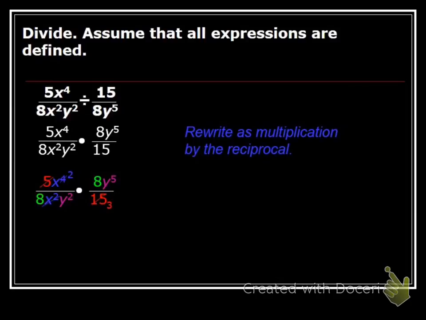Then let's do our y's. Y to the 5th divided by y squared leaves me with y to the 3rd. And then we already knew our 8s went away. Once you start canceling stuff out, you rewrite it and put it all together. We had x squared left over on the top left and y cubed left over on the right. So the top is x squared y cubed. And then on the bottom, everybody went bye-bye except for that 3.